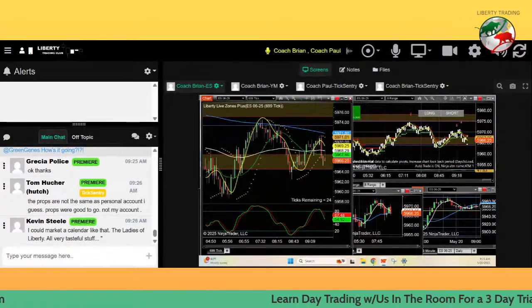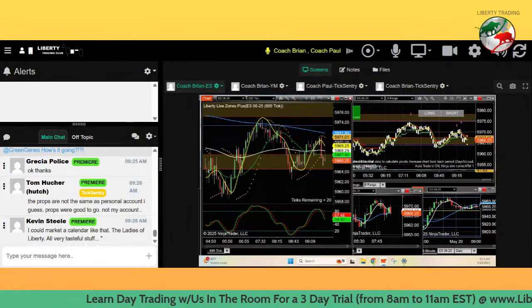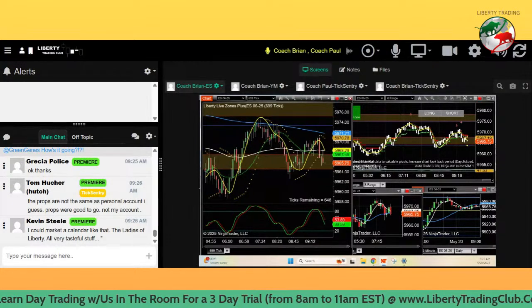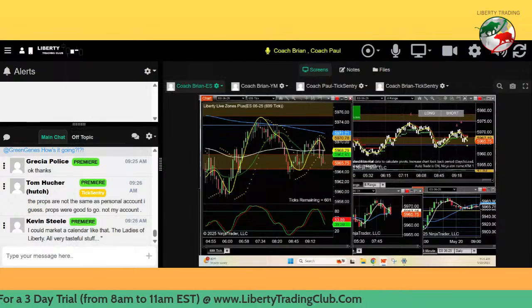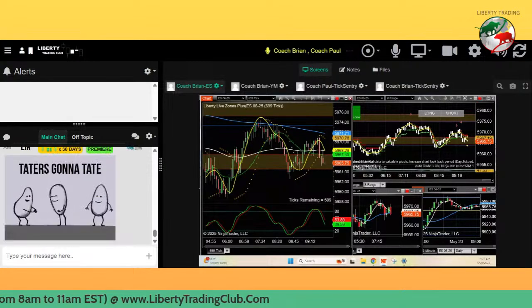Let's see what Q can do. Oh, very tasteful stuff. You're right, Kevin. That'd be kind of fun though, to have a calendar. As personal account, I guess props were good to go.